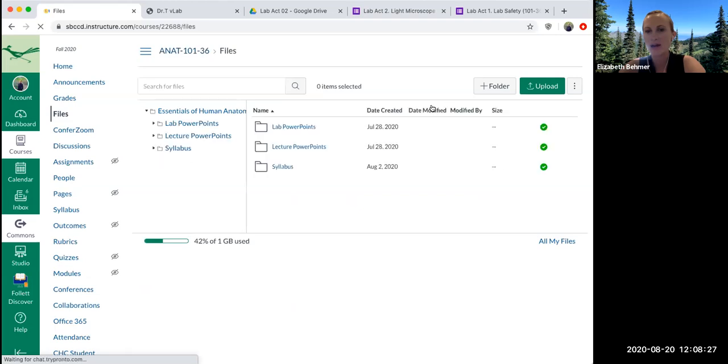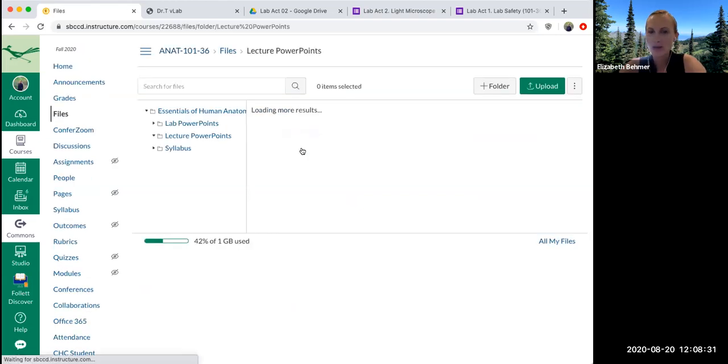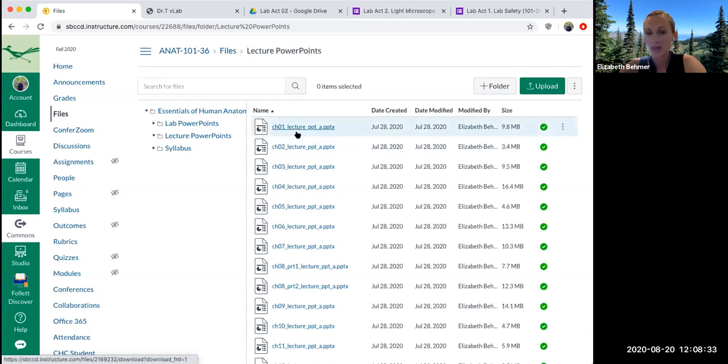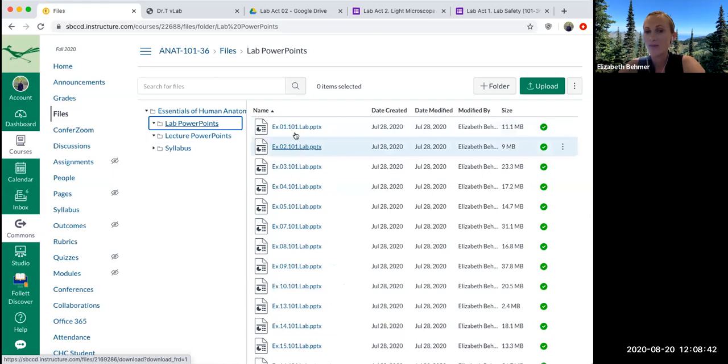So files are located here, and these are all the lecture PowerPoints that we'll go over. We've gotten through the chapter 1 lecture, and we'll probably start chapter 2 on Tuesday. And then your lab PowerPoints are all seen here as well. For lab this week, we're getting through the first 2 exercises.